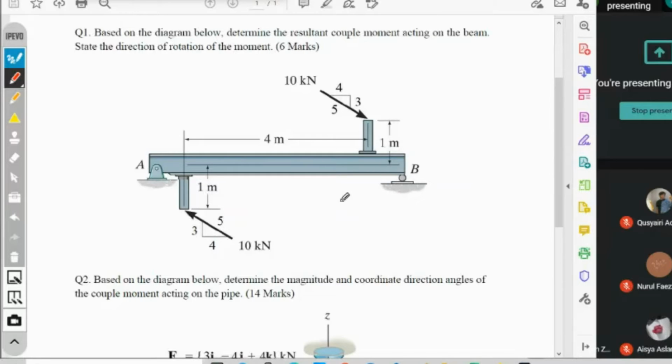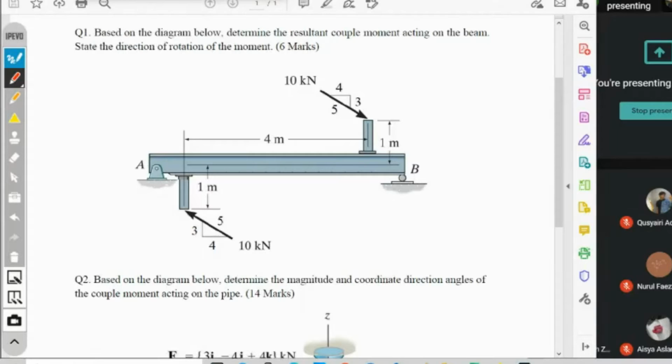It can test you on whether you are aware of every distance. For example, some positions require you to add a certain distance that some students might not realize. Sometimes that's the only challenge. For this question, based on the diagram below, determine the resultant couple moment acting on the beam. State the direction of rotation of the moment.